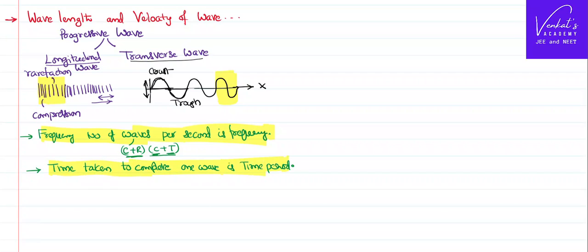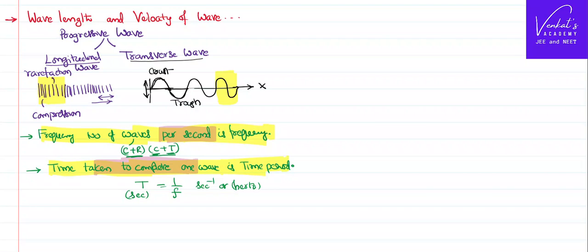So if you look at the definitions, one is the number of waves per second, how many waves there are, and the other is the time taken to complete one wave. So both are reciprocal to each other. So what we can say is time period is the reciprocal of frequency, and frequency is the reciprocal of time period. Time period has the unit second, frequency has the unit second inverse, or in the name of a scientist, it is called Hertz.